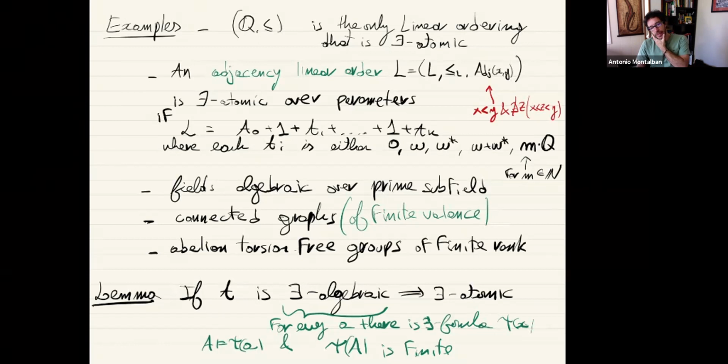Okay, so an abelian torsion-free group of finite rank. So all countable abelian torsion-free groups. So torsion-free means that there are no torsion elements. So for every element in the group, if you add it to itself any finite number of times, you never go back to 0. I'm doing additive group because it's an abelian group. So if you add it to itself, you always get new elements.